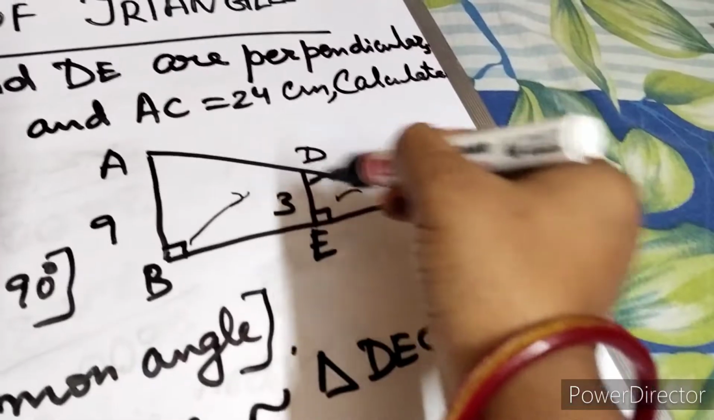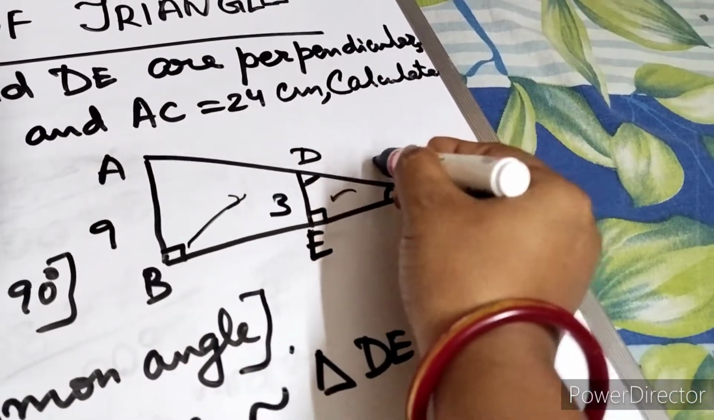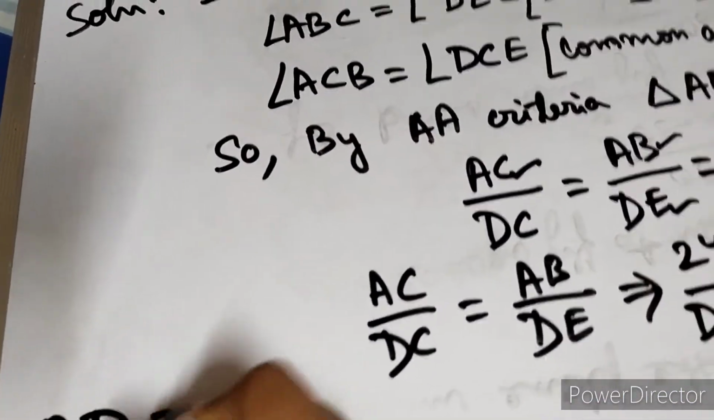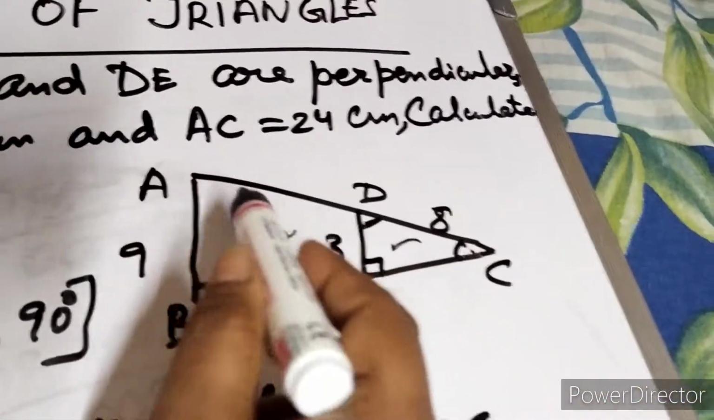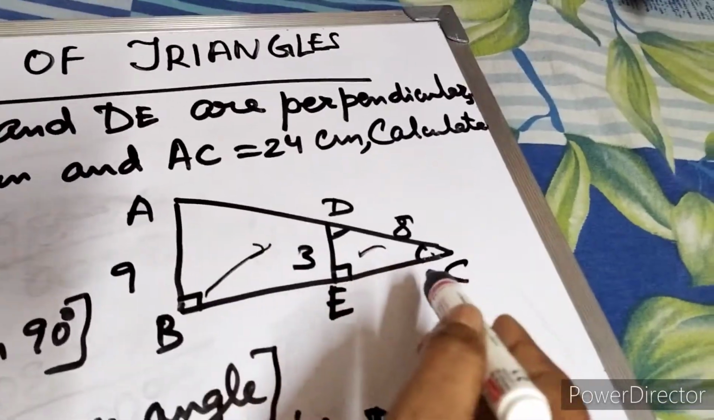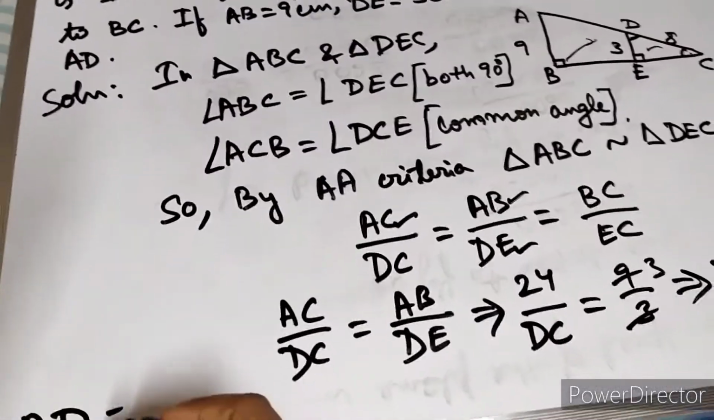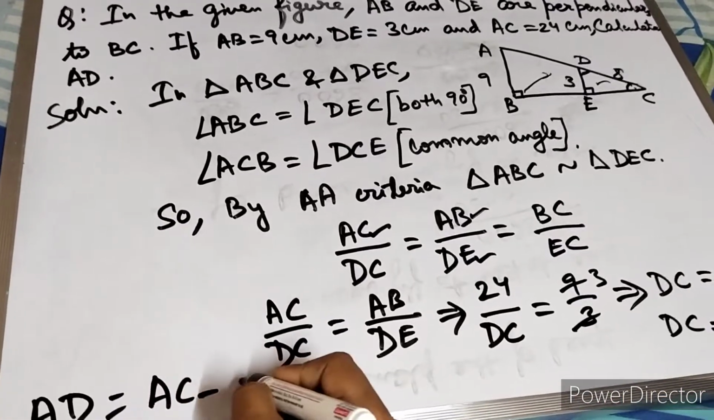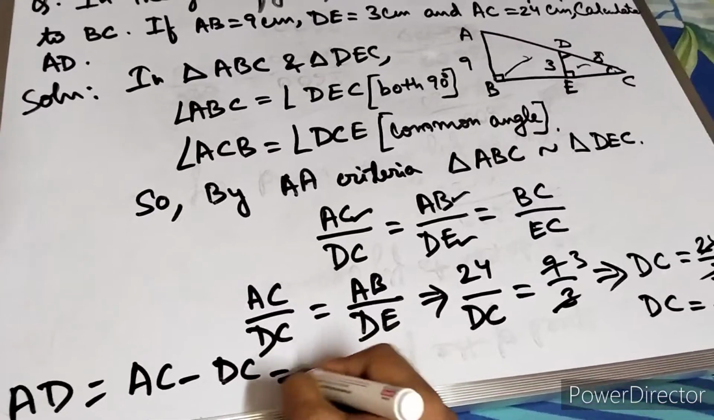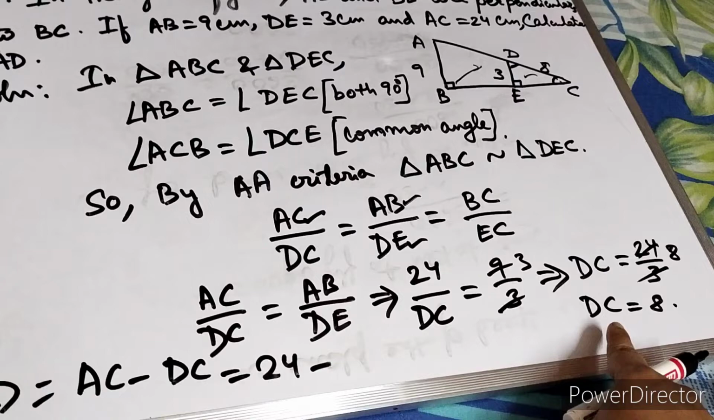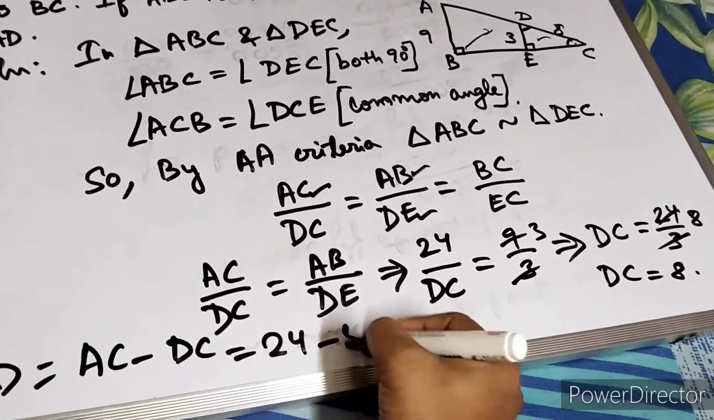See, DC is this much. If this is 8 and total AC is 24 given in the question, so AD is how much? AD will be equal to AC minus DC, isn't it? So we'll write it here: AD equals AC minus DC. Now what was AC? AC was 24. And what did we find DC as? DC as 8.